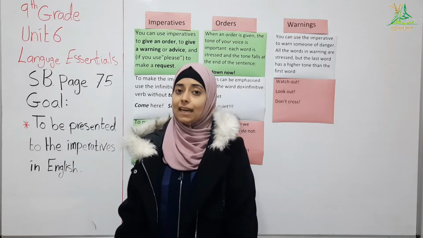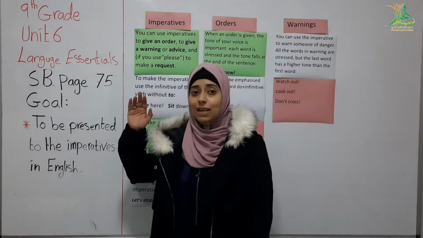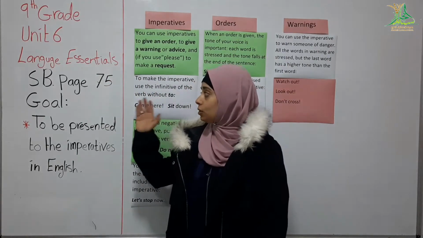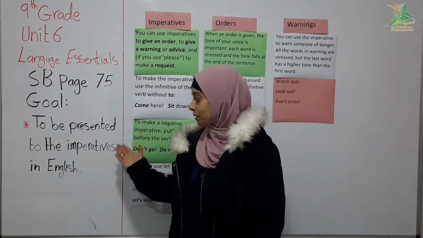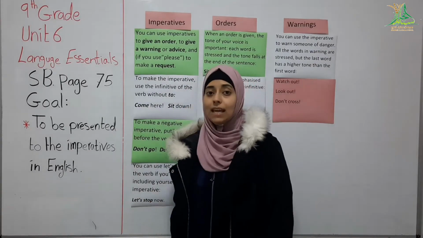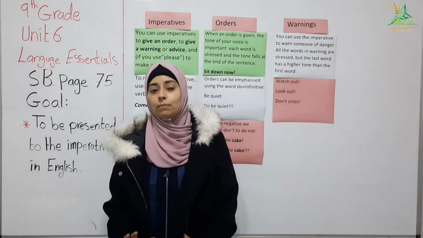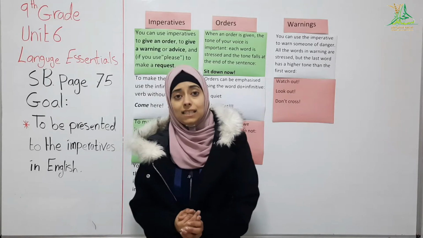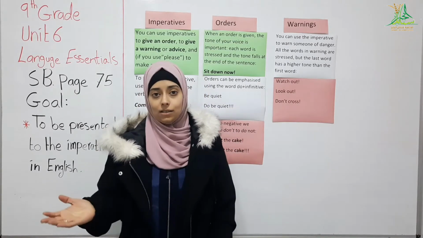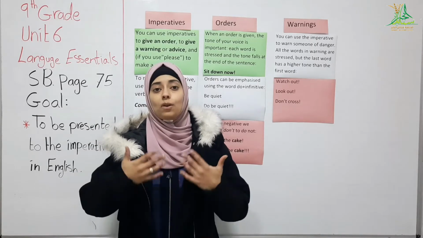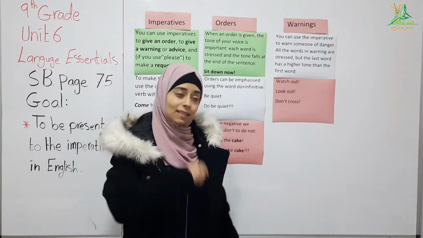Today we have another English lesson for grade 9 from Unit 6. It is about language essentials. Student book page 75. Our goal for today is to be introduced to the imperatives in English. We know a general rule about imperatives: it is to say or tell someone to do or not to do something. But today we will learn more, in detail, about imperatives. So let's start.